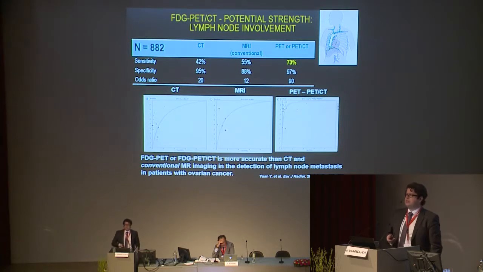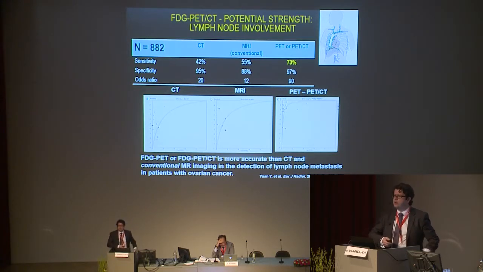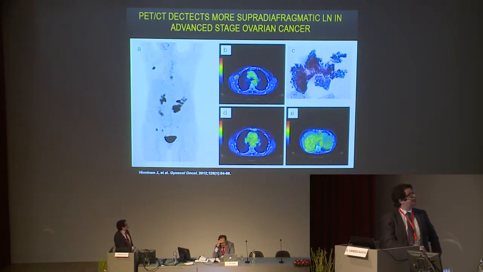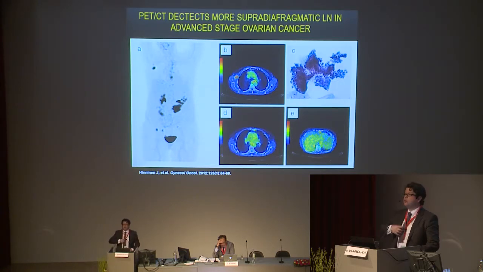So when we go to FDG PET-CT for staging ovarian cancer, what was the major strength? Mostly the detection of lymph node metastasis. Like in this study, the sensitivity of PET or PET-CT is truly higher than conventional MRI and CT, and this is mostly important for detecting stage 4 disease. So, like in this case, we see here an axillary lymph node, but also the lymph nodes along the parasternal area, lymph node metastasis through the anterior space, which is a preferred route for ovarian cancer. So nodal spread along the mammary artery chains.